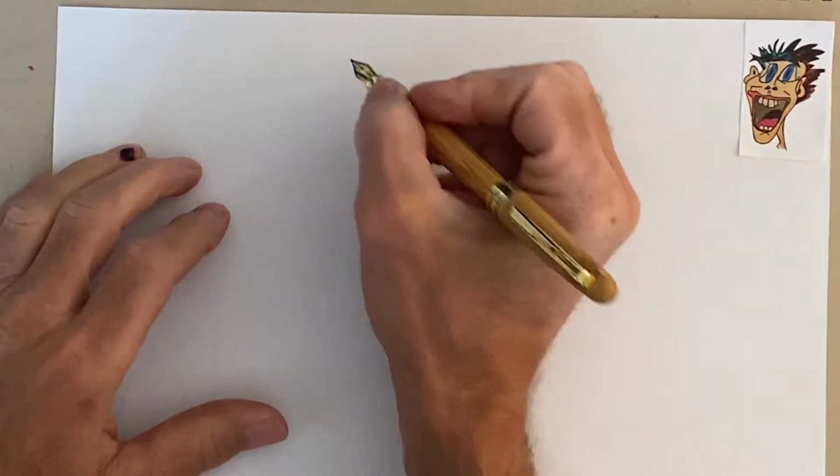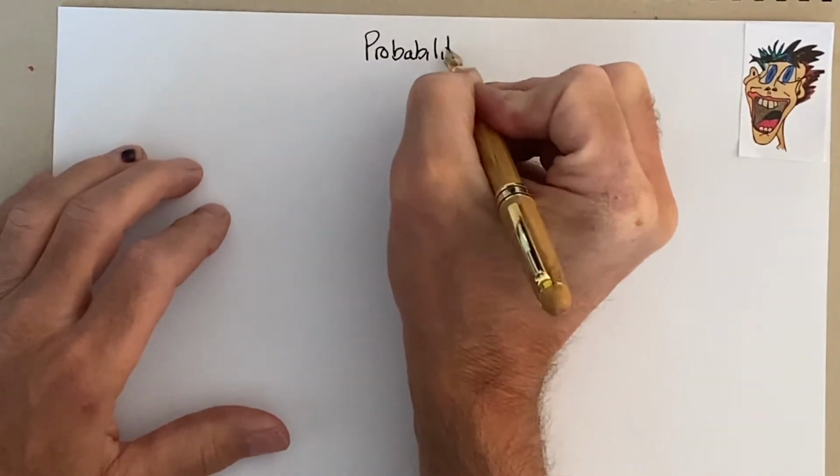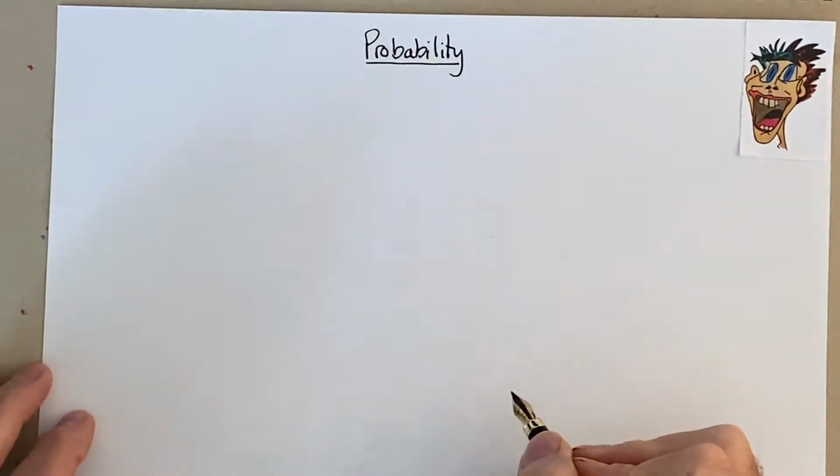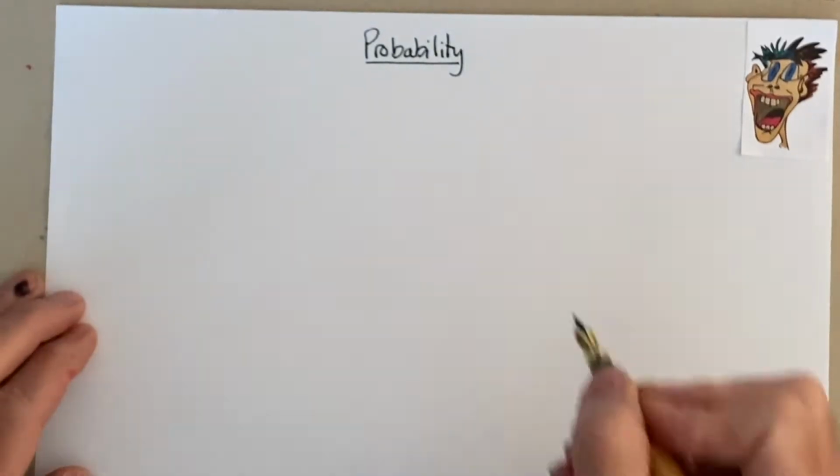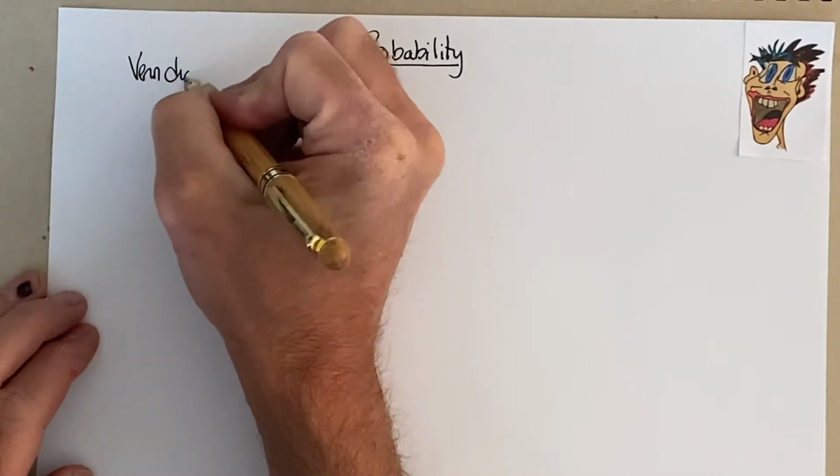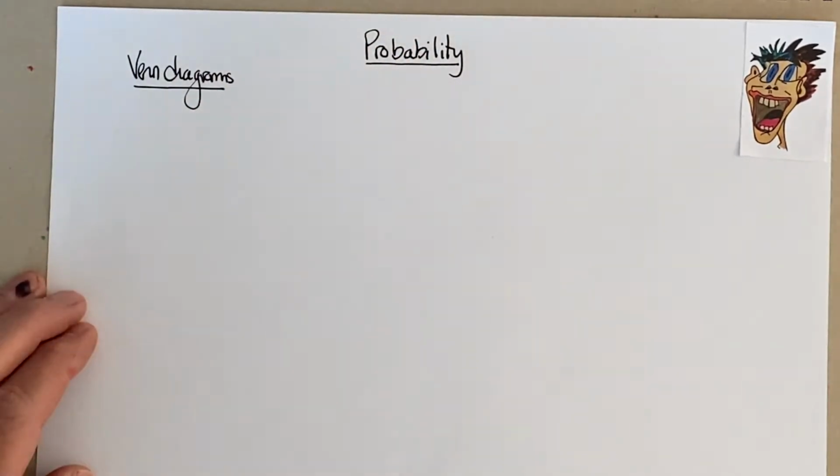We're looking at a memory sheet on probability, and we're going to look at three types of probability. One's with Venn diagrams, one with tree diagrams, and one with two-way tables. So let's start off with the Venn diagrams. And we're going to answer this using a couple of questions.